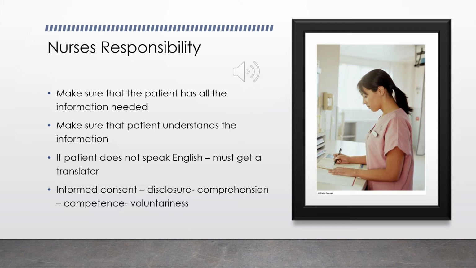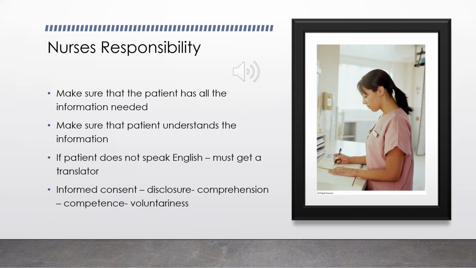So as a nurse, your responsibility is to make sure that your patient has the information that they need. You do not provide that information. The surgeon or person completing the procedure is the one that must present to the patient the information that includes what the procedure is they're going to be doing, what the risks and benefits are, and what other options there are if you don't do this surgery.